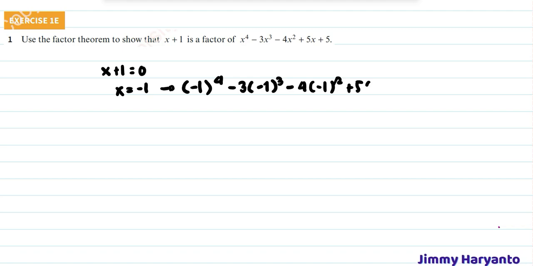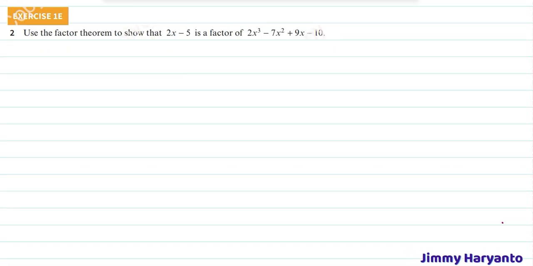So 5 times -1 plus 5. Okay, let's calculate this. Okay, the result of this one is 0. So x plus 1 is a factor of the polynomial. Okay, next is the same as the previous question.